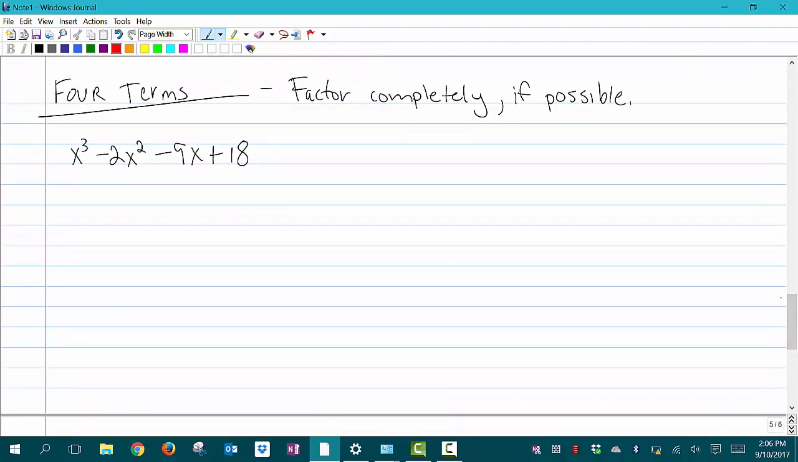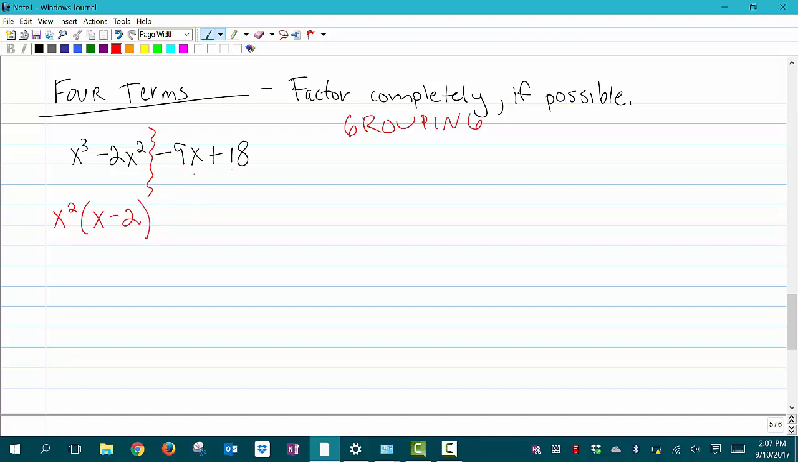Lastly, we will review how to factor if we have 4 terms in our polynomial. To factor when you have 4 terms, we use the method that we call the grouping method. The first step is to separate the first 2 terms from the last 2 terms. Take out what's common from the first 2 terms. So the greatest common factor with the first 2 terms would be x squared. That leaves me with x minus 2.